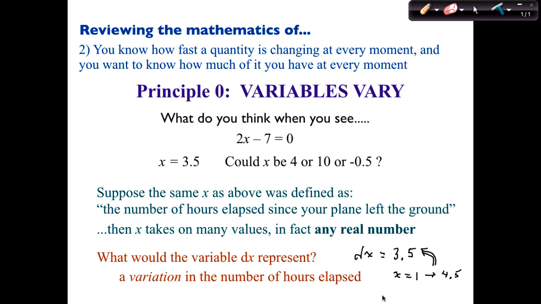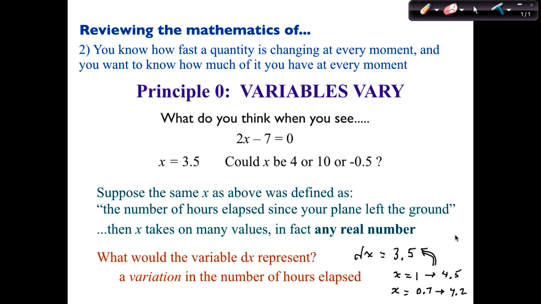So notice that doesn't necessarily have a fixed starting point. So x could be 0.72. What would that be? 4.2. That would also represent a dx of 3.5 hours, or a variation, or an amount of change that was undergone by x. Okay?